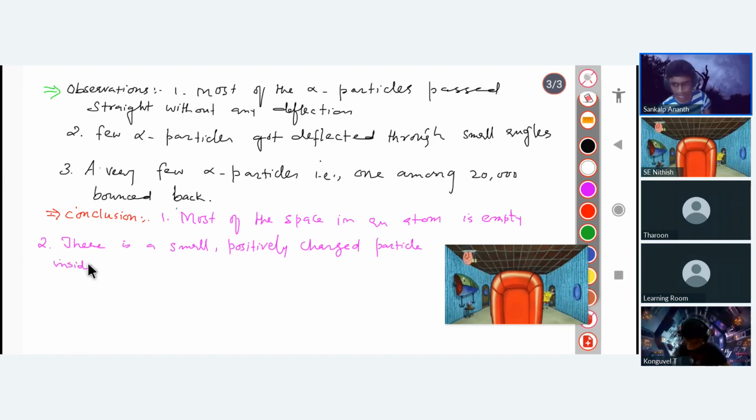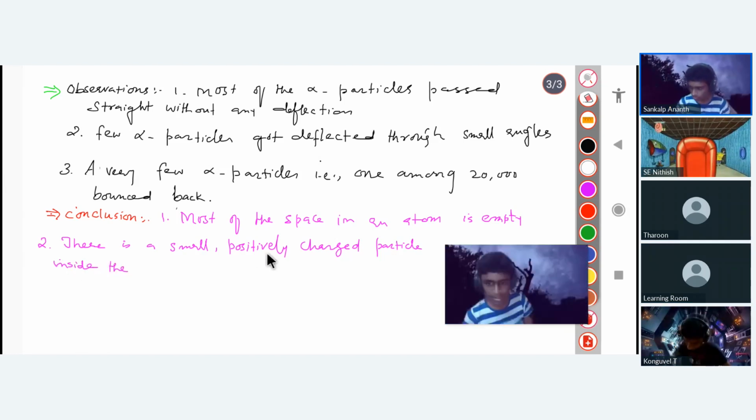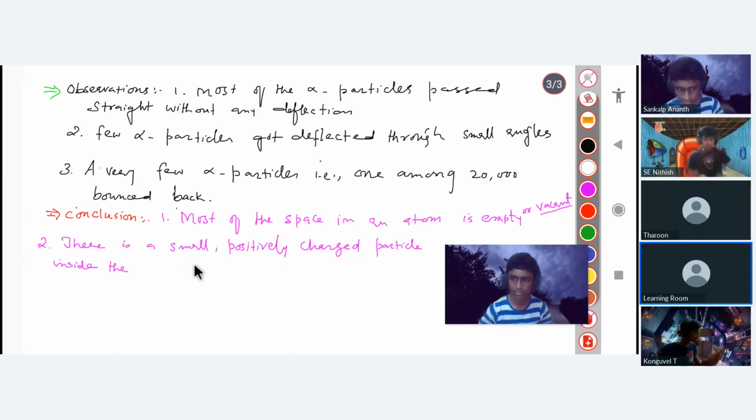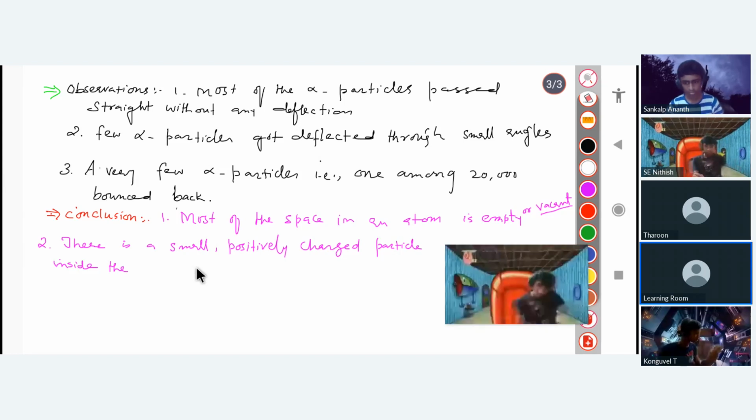Sir, does empty mean there is only vacuum? Empty means vacant. You can just write vacant, empty space. That means there isn't any particle there. It doesn't mean it is completely vacuum. It is simply empty, like a room mostly empty of people, but there is still gas. Here empty doesn't mean completely vacuum. So there isn't any big particle which will stop the motion of these alpha particles.